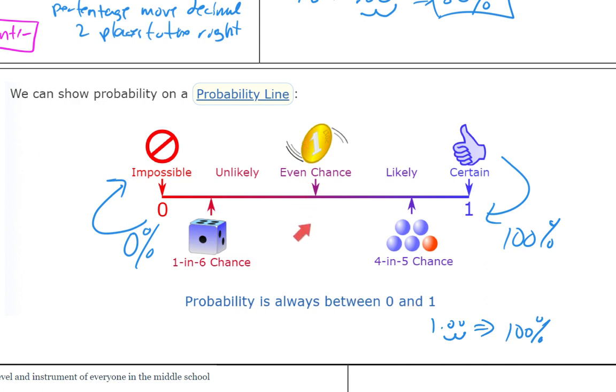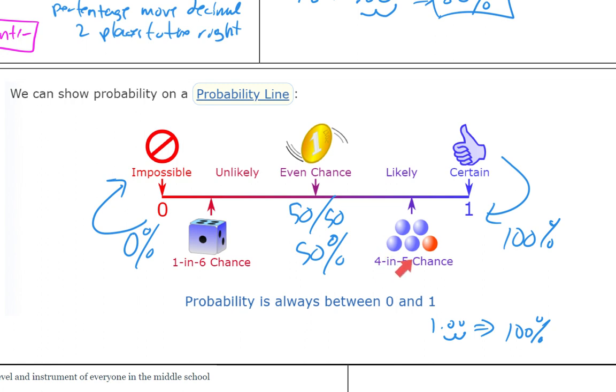An even chance, what do you think an even chance would be? If it's impossible with 0, certainly will happen is 100, then even chance is 50-50, right? That would mean we have a 50% chance either way. So that's what we call an even chance.